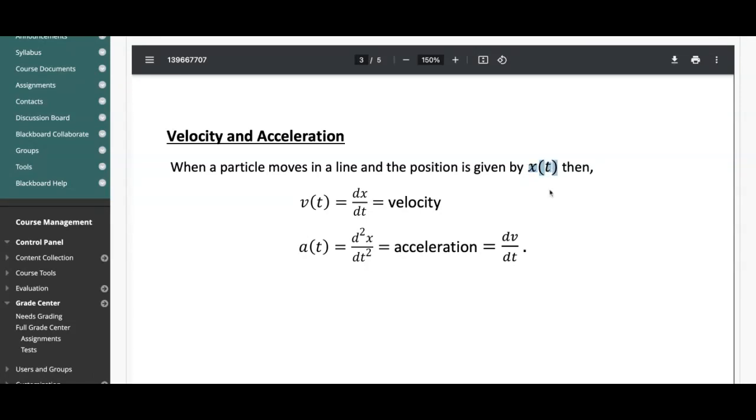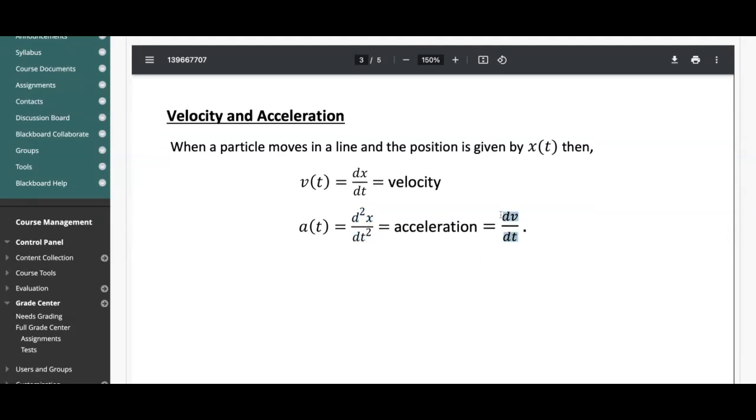So x of t is just a function x in terms of t. It represents a trajectory of a particle's movement. Velocity is the rate of change of x, which is dx/dt, or x prime of t. For acceleration, we use a of t, which is d squared x/dt squared, or x double prime of t, which is the first derivative of the velocity, dv/dt, or v prime of t.